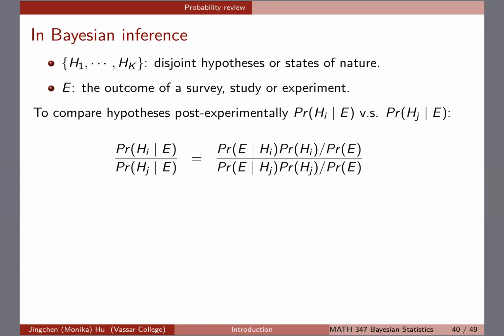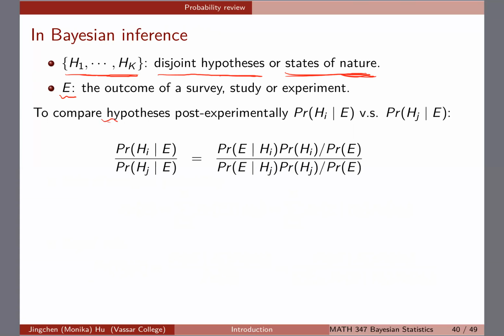And for Bayesian inference, I just want to show you something. Earlier we were talking about sets, but sometimes in actual inference, they might just be different, disjoint hypotheses or states of nature that you want to make inference about. They're unknown, and you're still going to get this E. We still use it as the outcome of a survey, study, or experiment. Earlier it was a particular event. Here it's probably just the data that we can collect from the study.